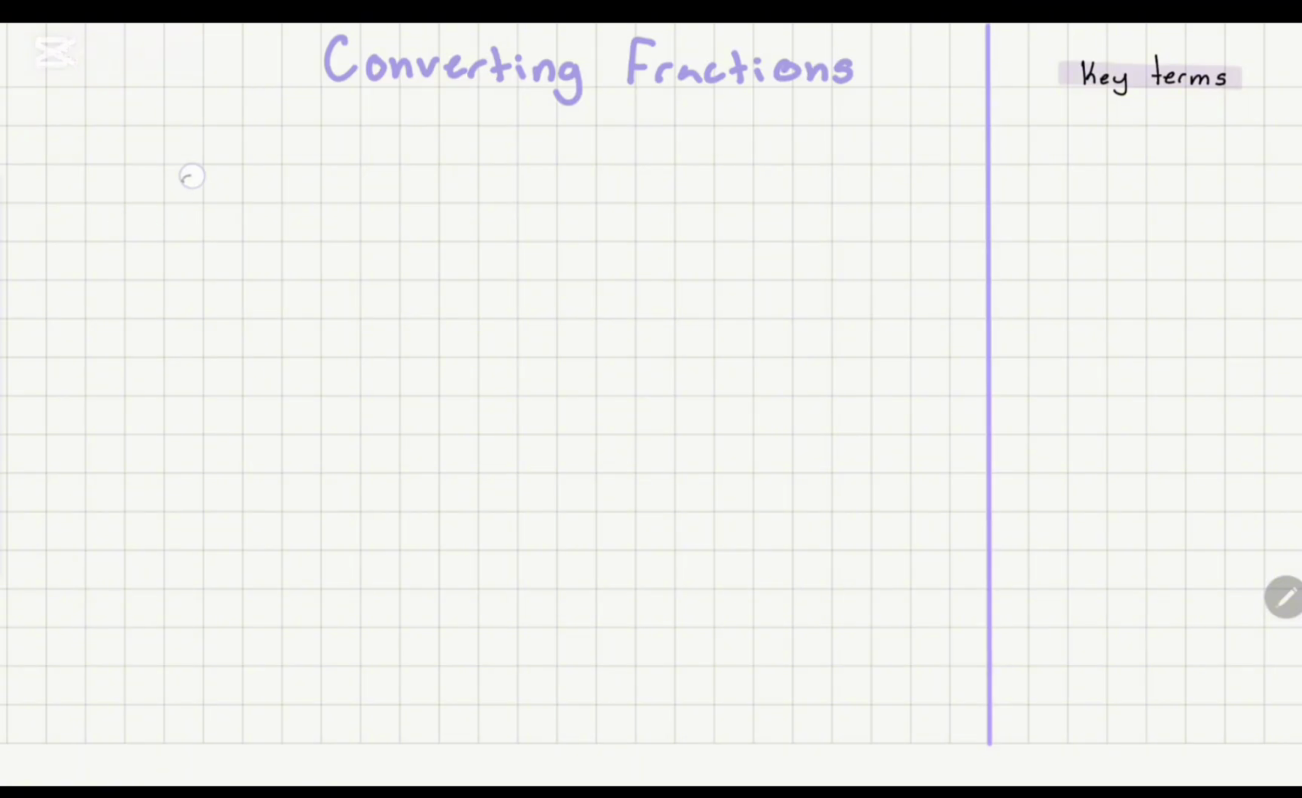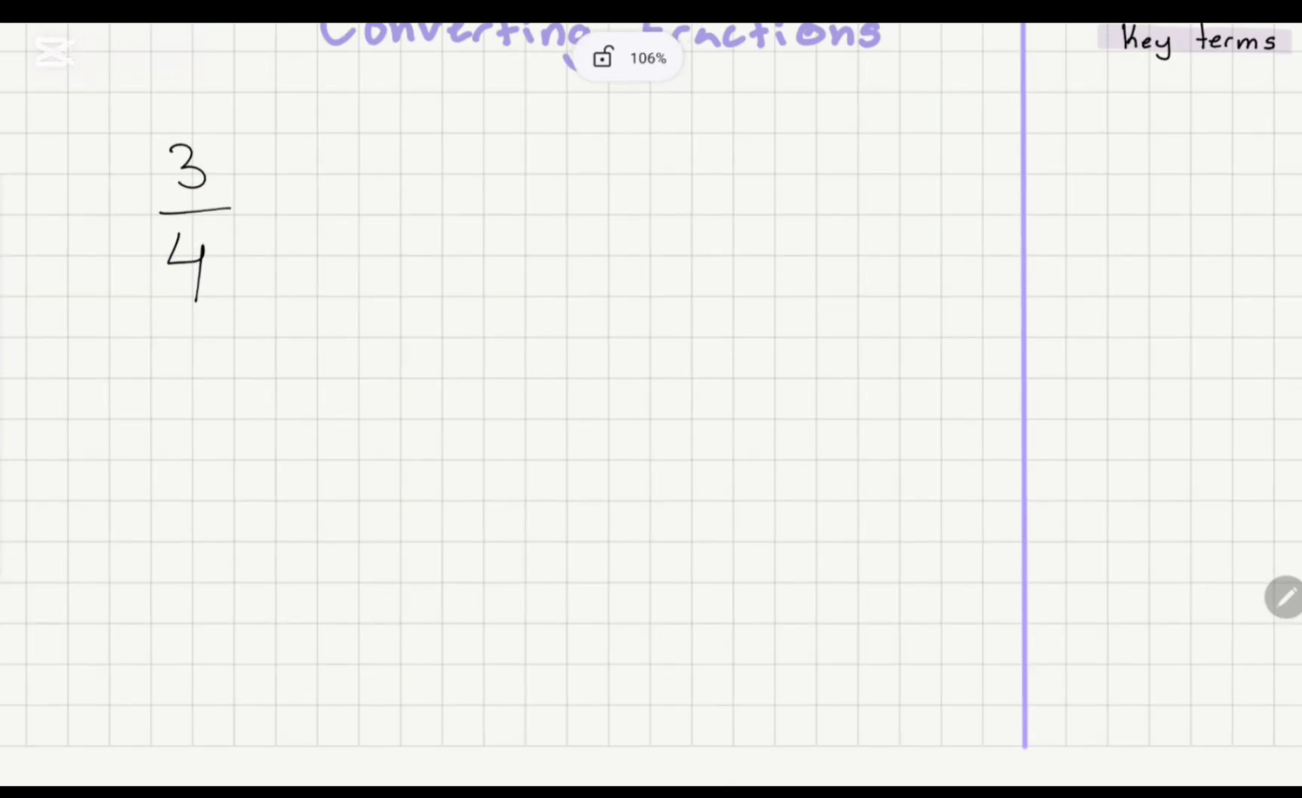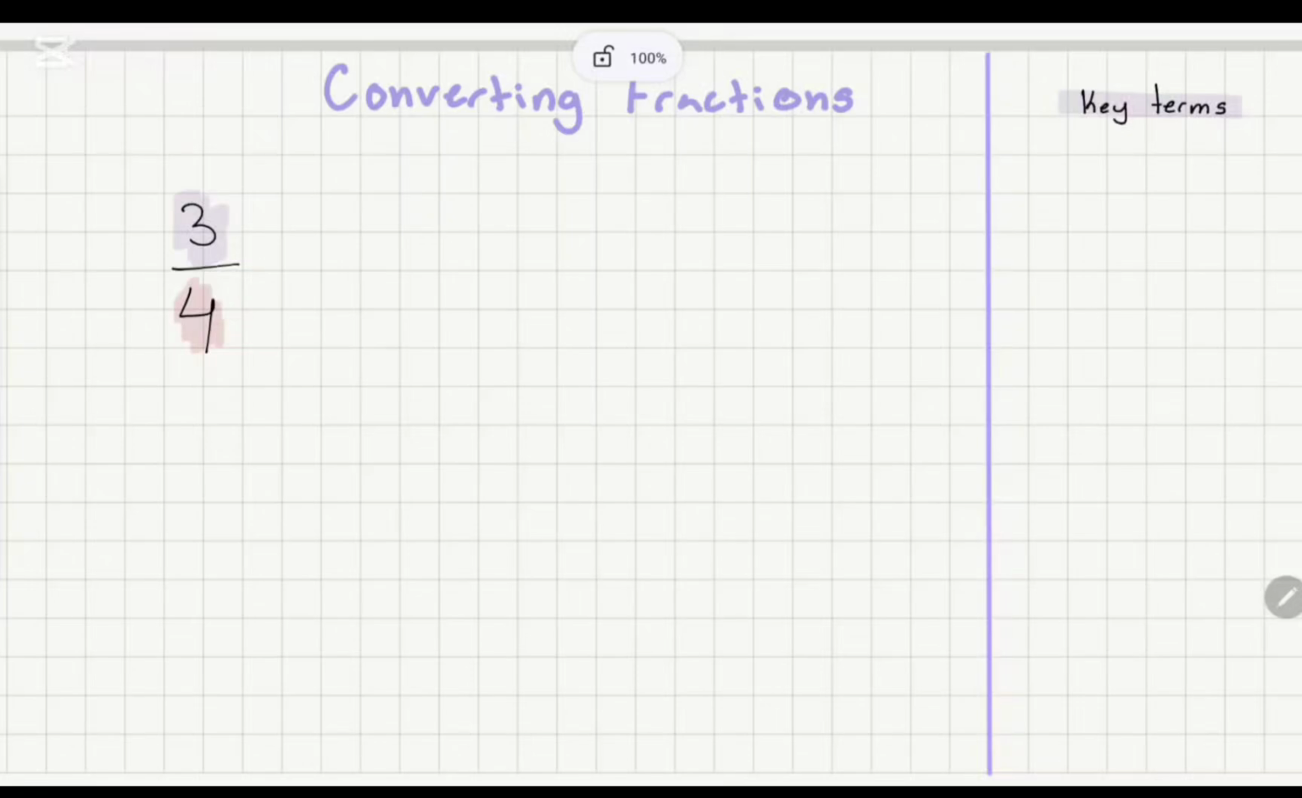Say I gave you the fraction 3 over 4. There's two key terms that we need to know about this. One is what we call our number 3, and the other term is what we call our number 4. We call the number 3 our numerator. And we call the number 4 the denominator. Okay, so our top number is always the numerator, and our bottom number is always the denominator.